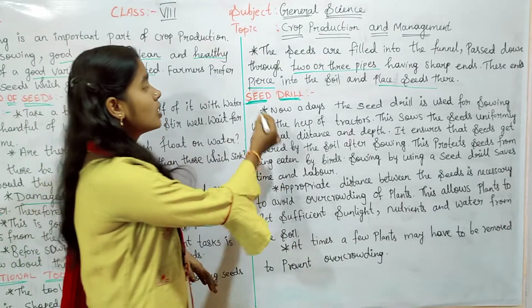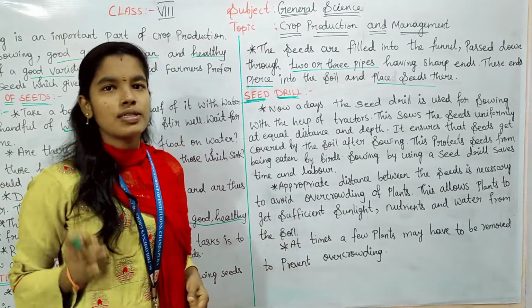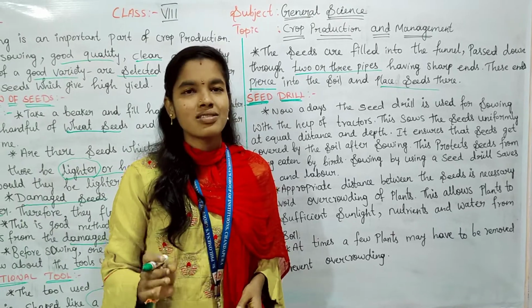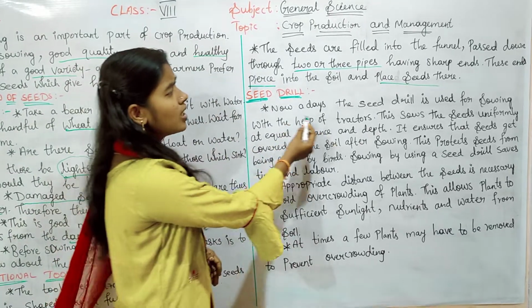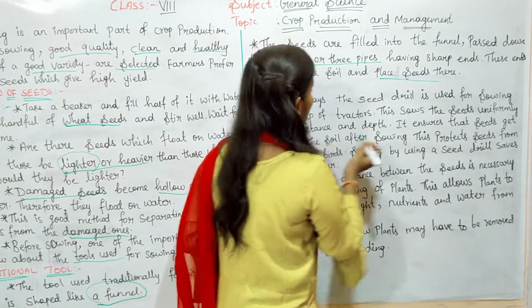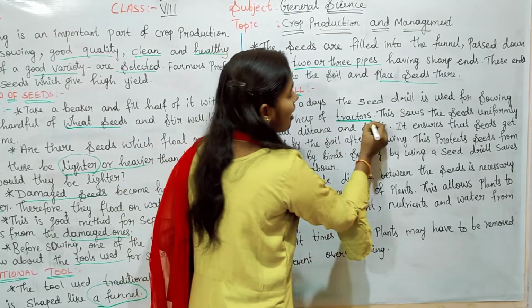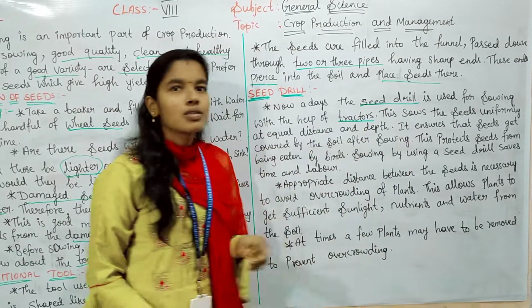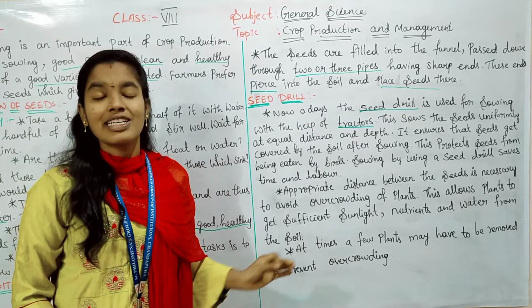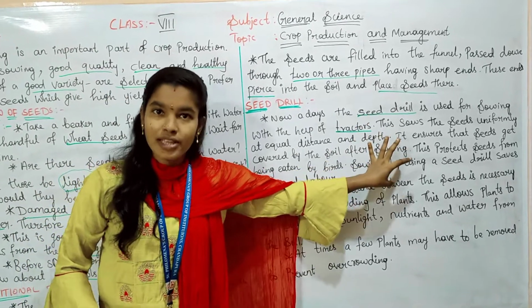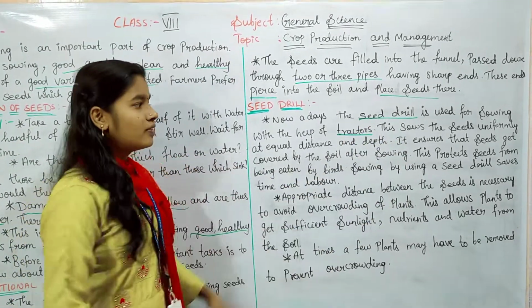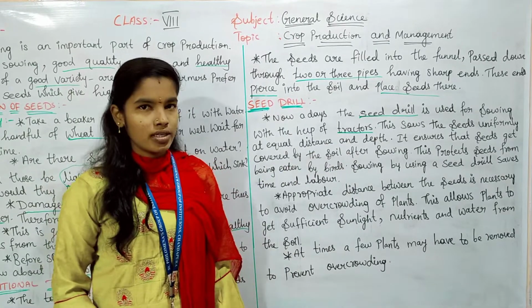Next one is the seed drill. The first one was the traditional tool, and the next is the seed drill. Nowadays, the seed drill is used for sowing with the help of tractors. So nowadays we use the seed drill for sowing seeds with the help of tractors. We are using advanced technology.